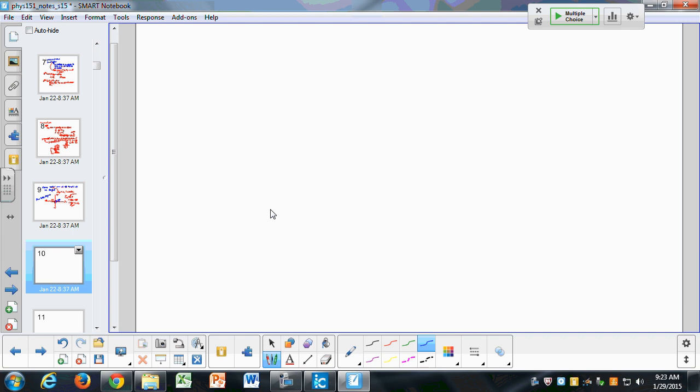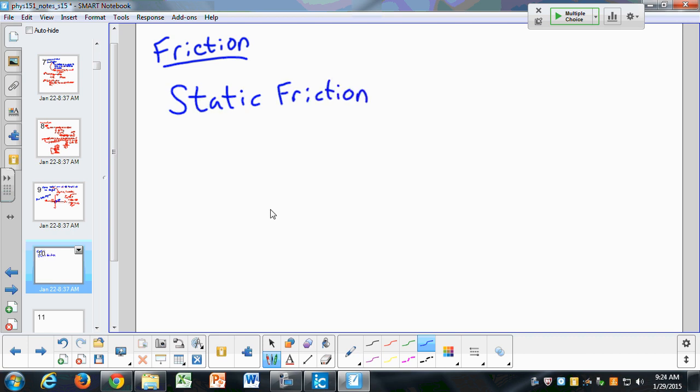Let's look at some more different types of forces. We're going to look at friction. Remember, we've already done weight and normal force, and now let's look at friction. I think friction is terribly interesting. A lot of cool applications and a lot of things about it that are interesting. We have two types of friction. We have static friction, and kinetic friction.